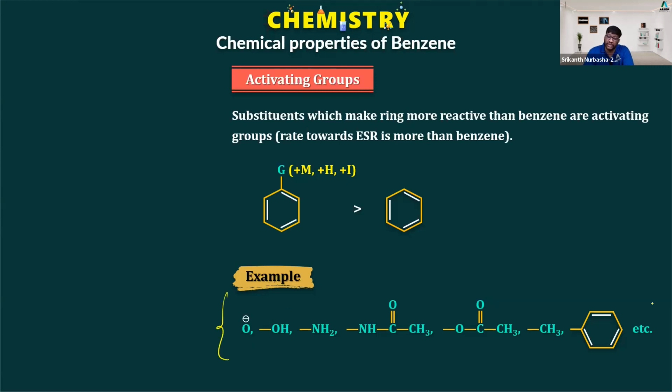All these are electron donating groups if you observe carefully. Like NH2 and OH, the lone pair of electrons on oxygen comes into resonance, the lone pair of electrons on nitrogen in resonance. NHCOCH3, the lone pair on nitrogen again in resonance. O minus, the negative charge on oxygen in resonance. OCOCH3, the lone pair of electrons on oxygen in resonance. Everywhere you have electron donating groups, so all these are said to be activating groups. CH3, if you consider, is electron donating by hyperconjugation. All these are activating groups which increase the electron density at the ortho and para positions.